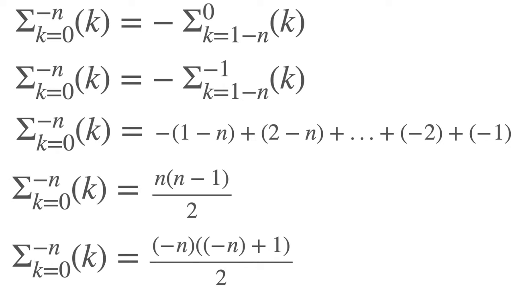Applying this to the sum from k equals 0 to n of k, for example, we get that this equals minus [(n plus 1) plus (n plus 2) plus ... plus (-2) plus (-1)], which equals n1 plus n2 plus ... plus 2 plus 1, which equals n(n plus 1)/2, a positive number that agrees exactly with the parabola formula.